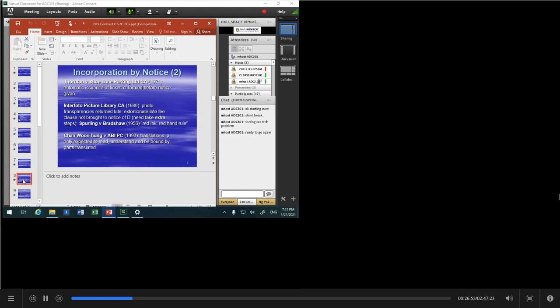Then interpretation and construction. Does the wording actually cover the breach? It's a matter of the courts interpreting the wording of the exemption clause, but the courts used to be very strict on interpreting the wording.